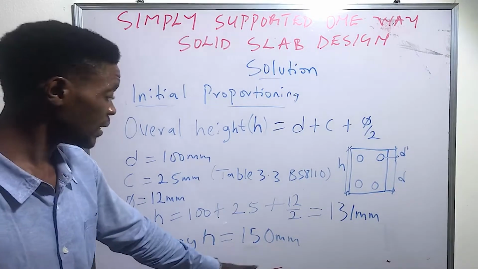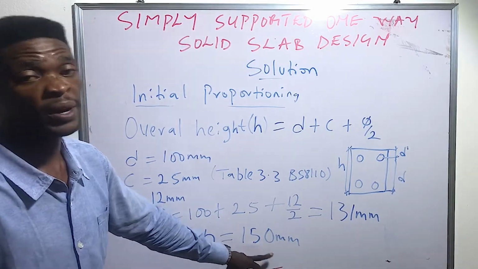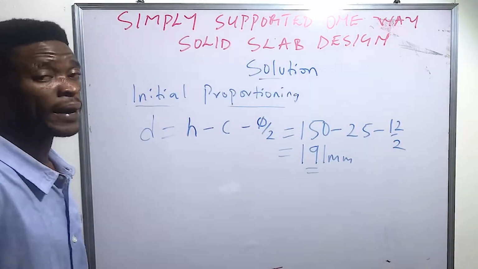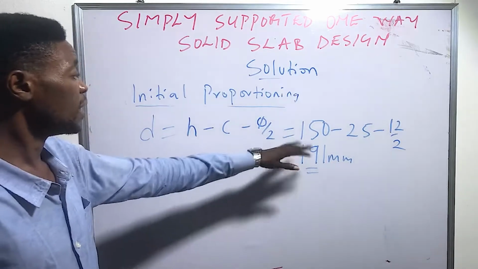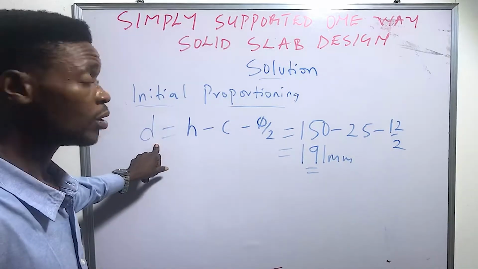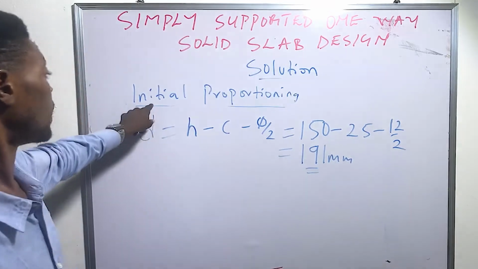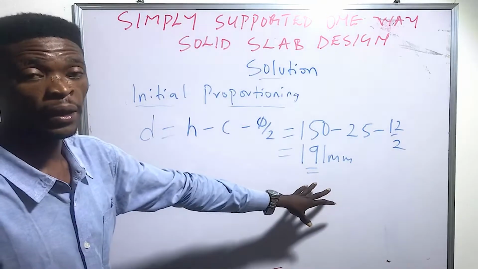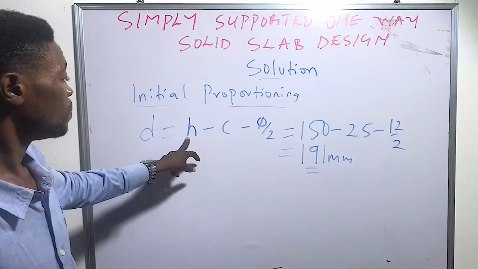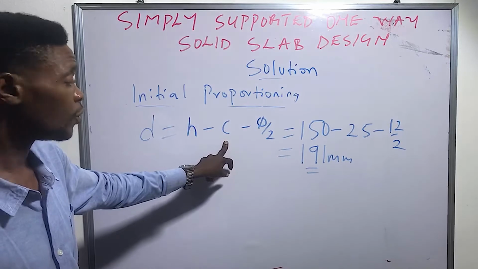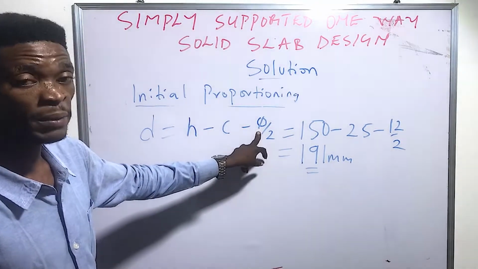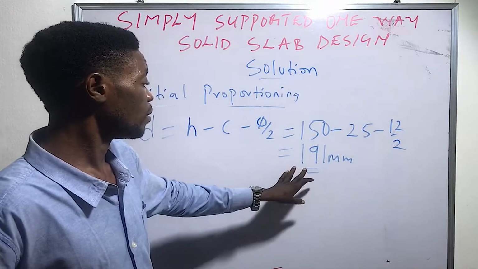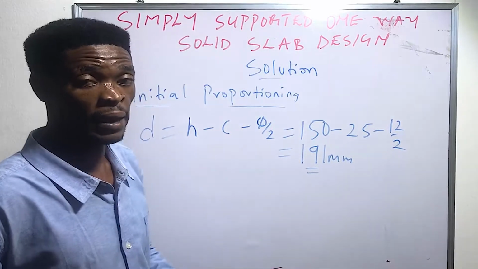Since we have already approximated this H to 150, from there we can now get our final effective depth. Since our overall height is 150 mm, our D now becomes our final effective depth from initial proportioning, although at the end we may still end up checking if this is sufficient. D becomes H minus C, which is the cover, minus reinforcement diameter over 2, which is 150 minus 25 minus 12 all over 2. That gives us 191 mm.